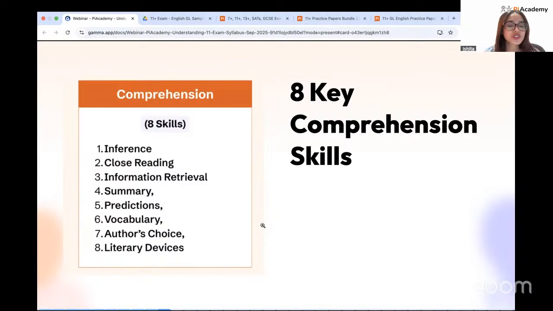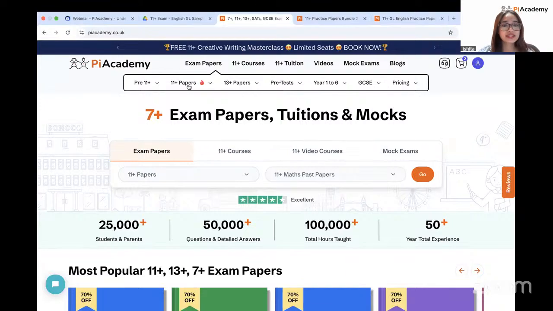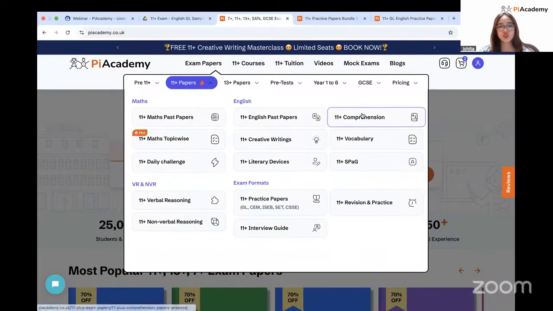Now, there are different types of skills, from inference, summary, prediction to literary devices. However, through our years of experience, we've noticed that a lot of students struggle the most in inference, in close reading, and also in vocabulary. That's because students really find it difficult to read between the lines for inference questions. And for vocabulary, that's a very common problem because they're not keeping an up-to-date and diverse vocabulary book. So to make your life easier as a parent, we've designed a really bespoke comprehension package for parents who need to prepare their child for the 11 plus comprehension side.